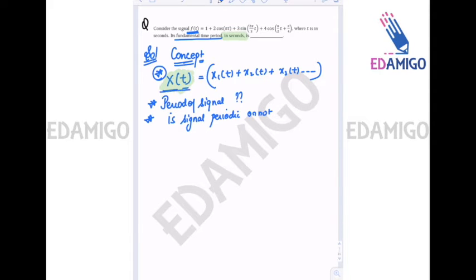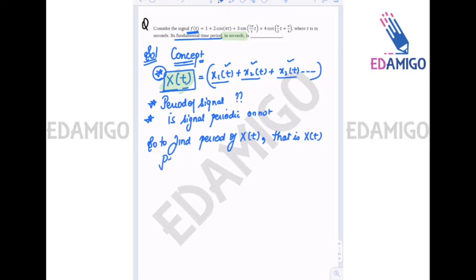So we have a signal capital X(t) written in terms of a sum of individual signals, that is x1(t), x2(t), x3(t). To find the period of capital X(t) and to find whether capital X(t) is periodic or not, we will follow this method. So I will give you the method to solve such questions.